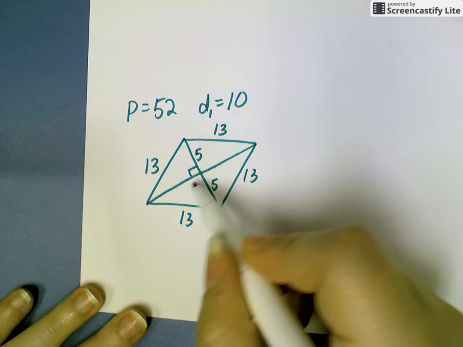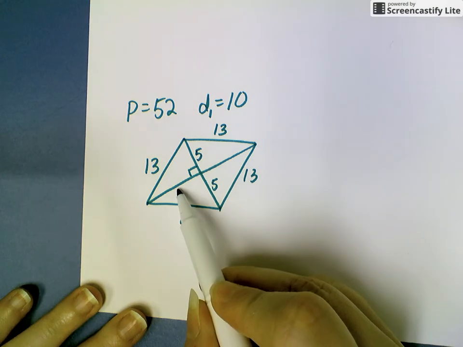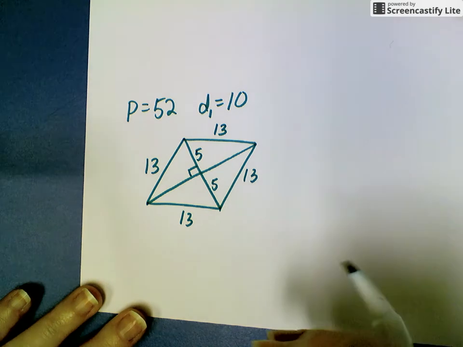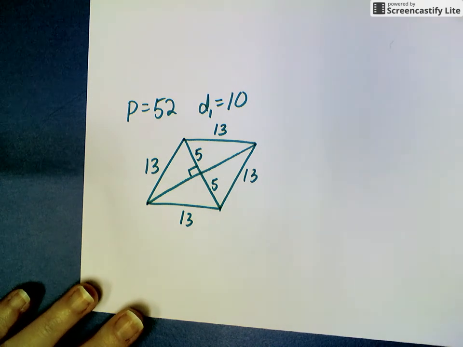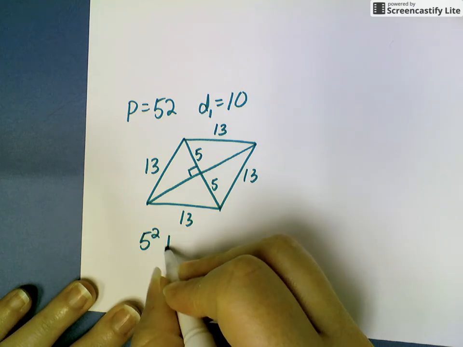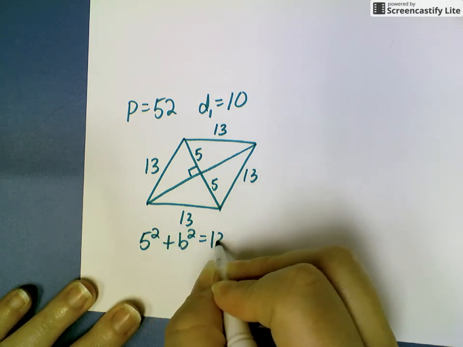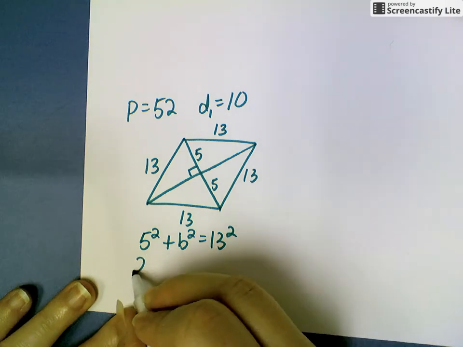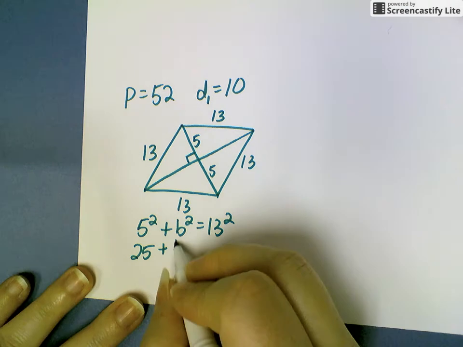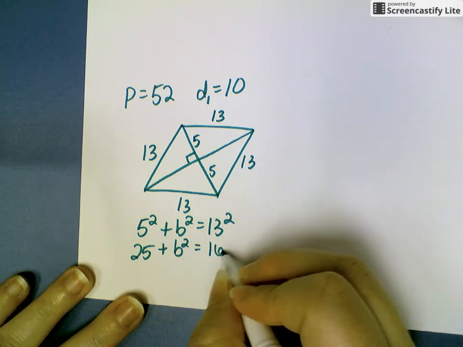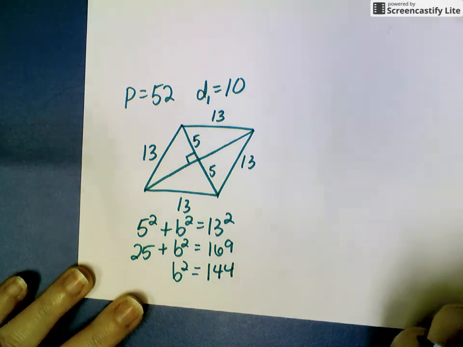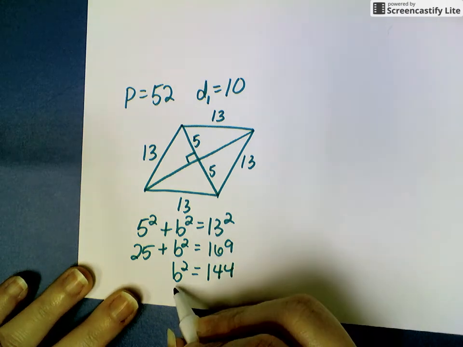We can now do our Pythagorean theorem to figure out what 1/2 of the other diagonal is and double it, and then we'll be able to use our formula. So let's go ahead and do our Pythagorean theorem. 5 squared plus b squared equals 13 squared. Some of you might recognize that this is a Pythagorean triple. So I'm getting b squared equals 144.